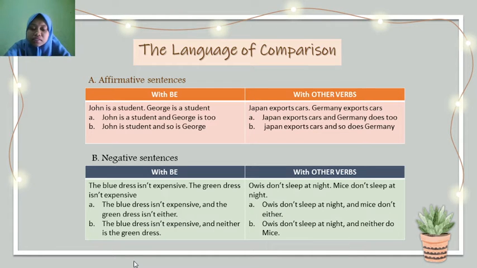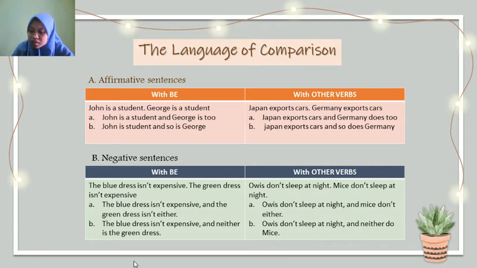And negative sentences with be: the blue dress isn't expensive, the green dress isn't expensive. Become A, the blue dress isn't expensive and the green dress isn't either. And B, the blue dress isn't expensive and neither is the green dress. While with other verbs: owls don't sleep at night, mice don't sleep at night. Become A, owls don't sleep at night and mice don't either. B, owls don't sleep at night and neither do mice.